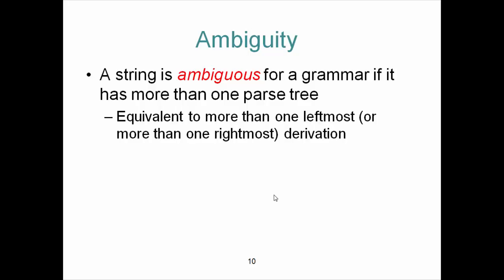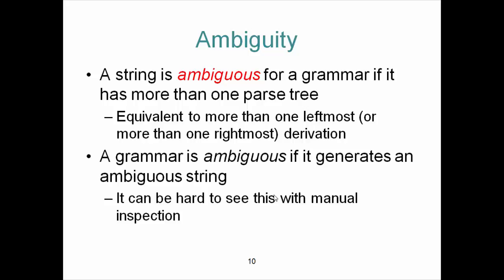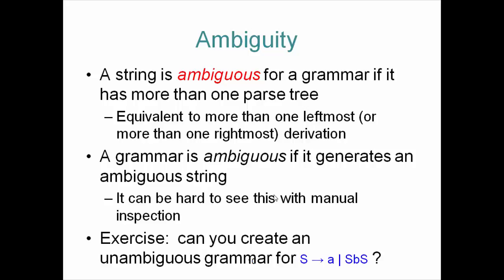We can define such a string as an ambiguous string for a given grammar because it has more than one parse tree. A grammar is ambiguous if it generates an ambiguous string. It is hard to test whether a particular grammar is ambiguous or not. But if we could find a string which has multiple parse trees for leftmost derivation, then we can say that the given string and corresponding grammar is ambiguous.